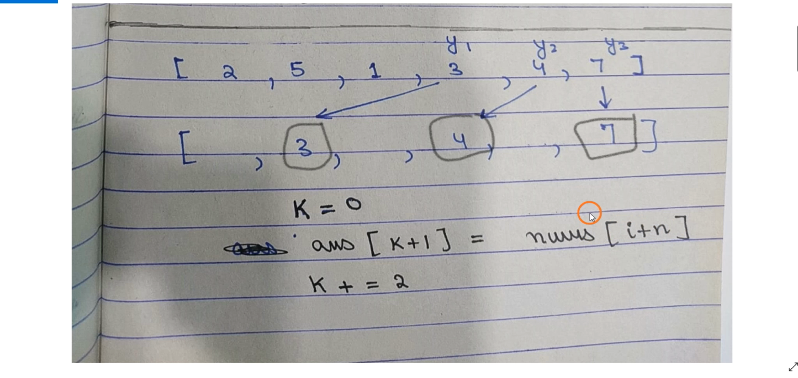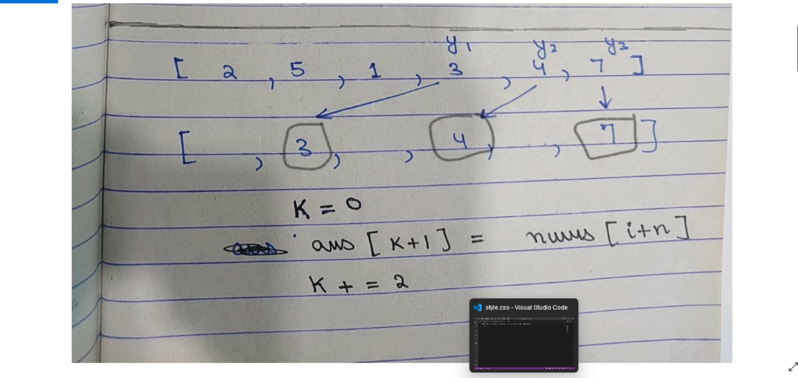So 3 plus i, for i equal to 0, 3 plus 0 is equal to 3, which means 0, 1, 2, 3. Y1. nums at 3 will be equal to answer at k plus 1, which is 0 plus 1, 1. So answer at 1 is equal to nums at 3. So our y1 will come here. Similarly, for i equal to 1, 1 plus 3 is equal to 4. It will come here, and lastly our y3 will come here.